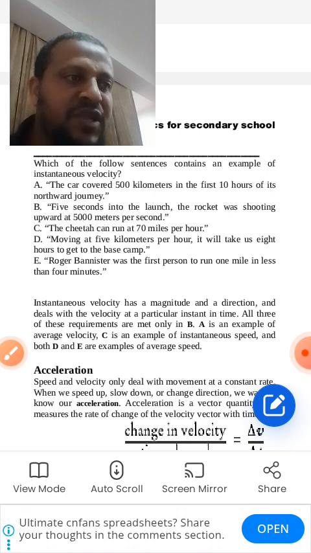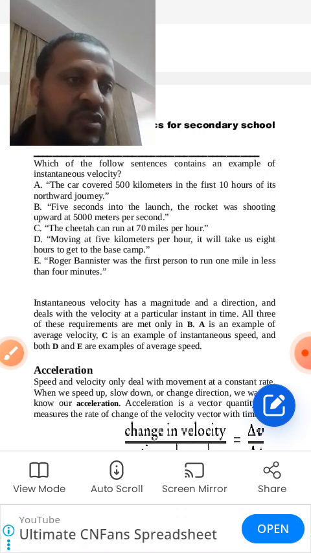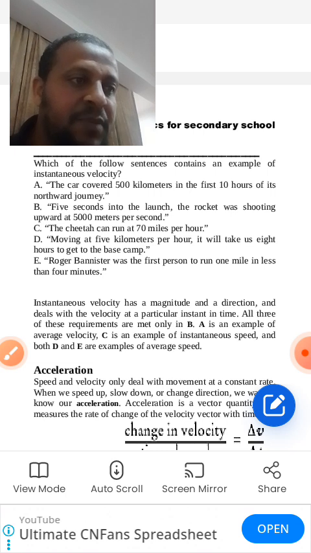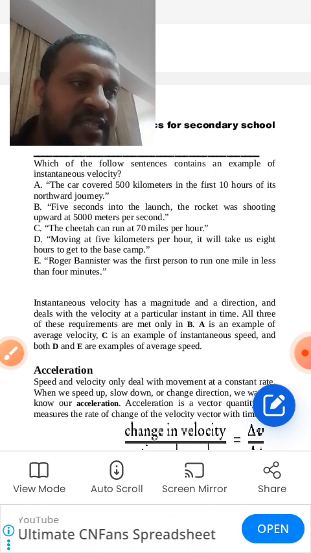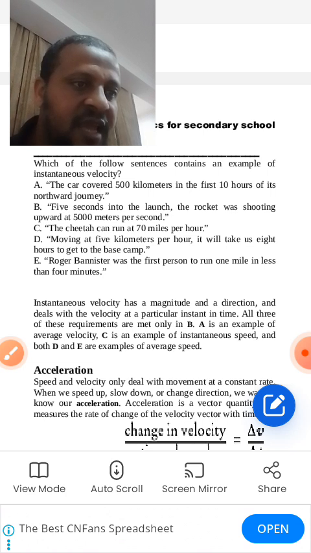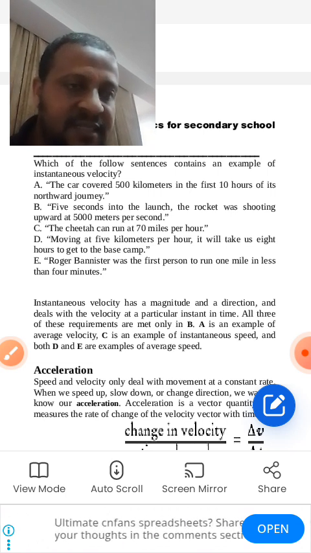Instantaneous velocity has magnitude and direction and deals with the velocity at a particular instant in time. All three of these requirements are met only in B. A is an example of average velocity, C is an example of instantaneous speed, and D and E are examples of average speed. These are the answers.